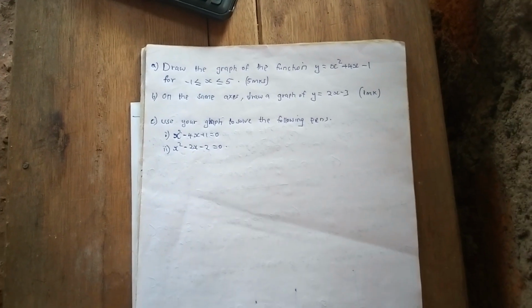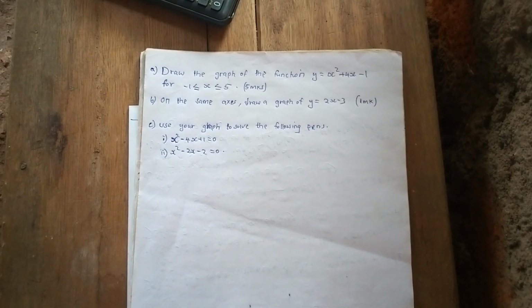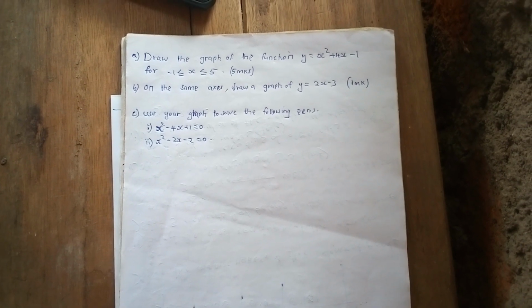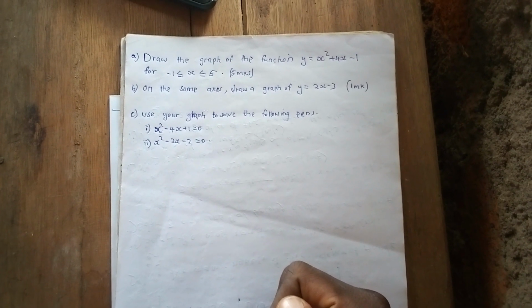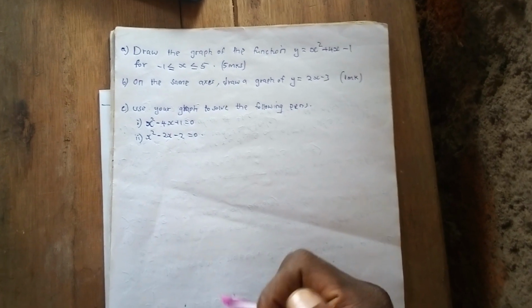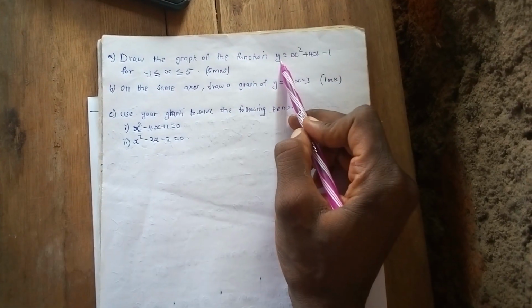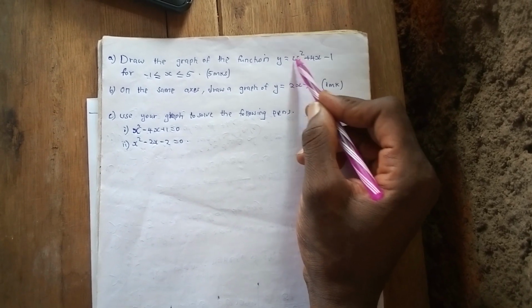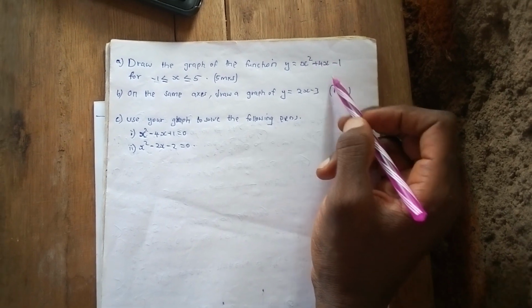So you must have all the coordinates from the value of x being -1 up to 5. So you ask yourself, when x is -1, what will be the value of y? We have two ways, but the easiest one is when you use a calculator. But manually, you can use the equation. When x is -1, what will be the value of y? You insert here -1. So we are going to have -1 squared plus 4 into brackets times -1, then minus 1.